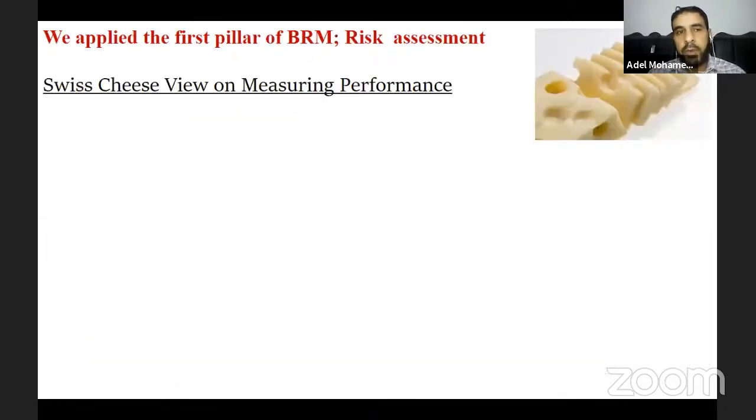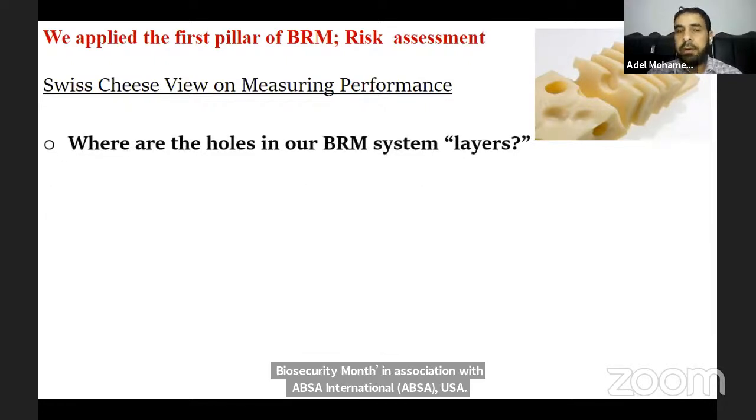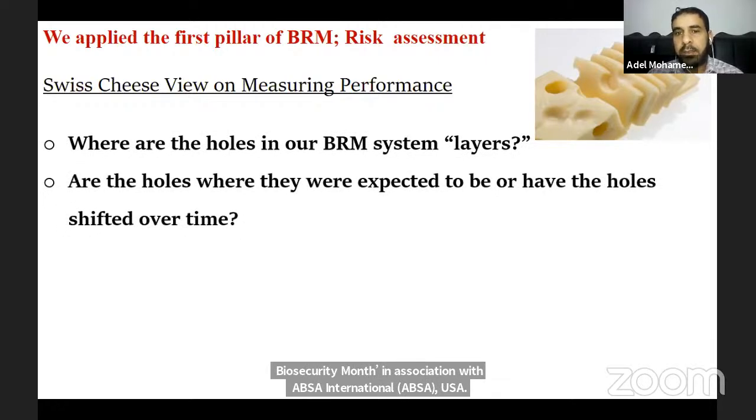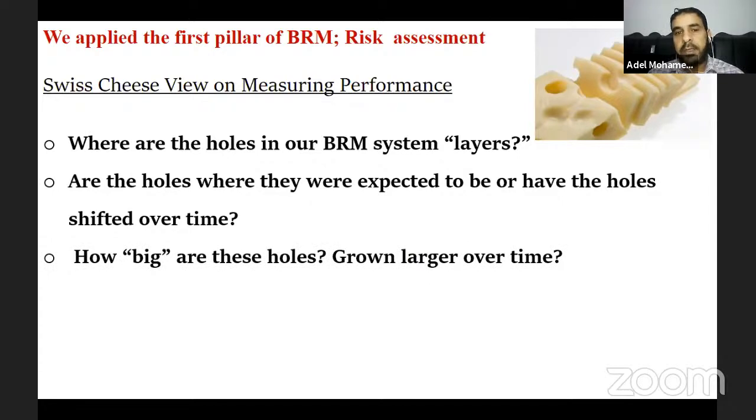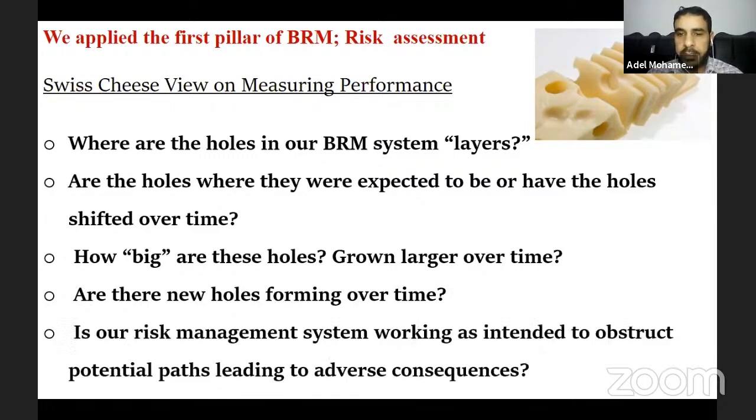So we apply the Swiss cheese view on measuring performance. Where are the holes in our biorisk management system? Are the holes where they were expected to be, or have the holes shifted over time? Have those holes grown larger over time? Are there new holes forming over time? Is our risk management system working as intended to obstruct potential paths leading to adverse consequences?